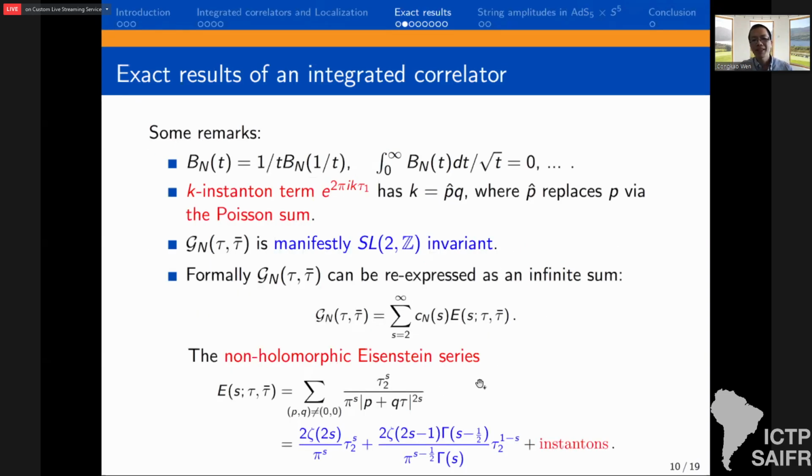Since non-holomorphic Eisenstein series will appear again, let me just remind you that it's also given by a lattice sum, for complex s as long as the sum is convergent. One can do a Fourier decomposition for the non-holomorphic Eisenstein series, where the zero mode is basically the perturbative term, and the non-zero modes are the instantons.